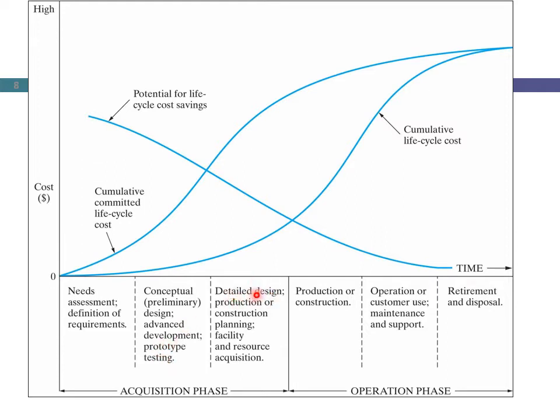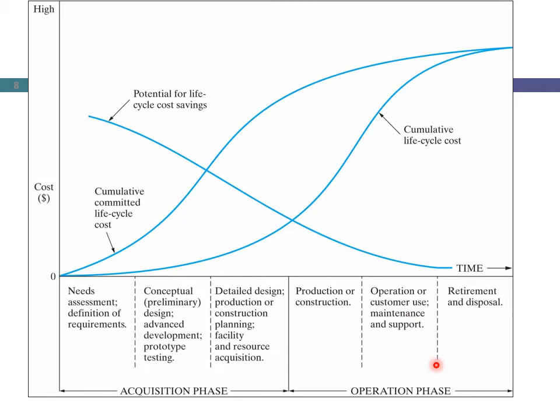Then you perform a detailed design. You plan the production and construction. Also, you perform the facility and resource acquisition. So this is the acquisition phase, and at this point your product is ready for mass production and selling in the market. So you start production or construction. If it's a building, for example, you construct it. If it is a product, you produce it.